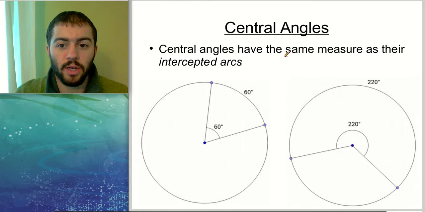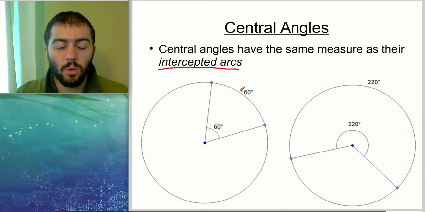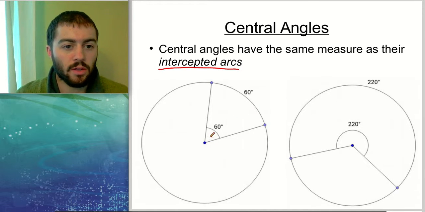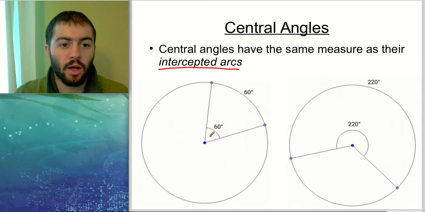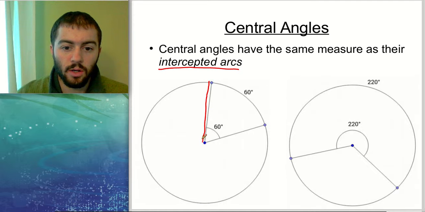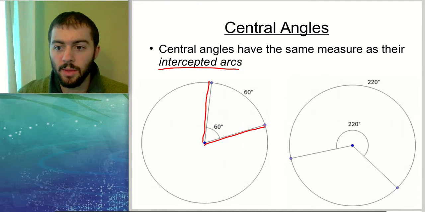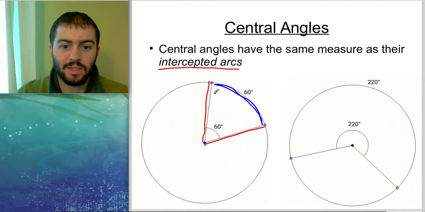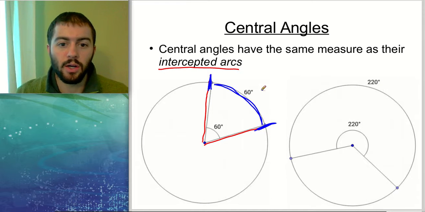So the rule with central angles is that these angles have the same measure as their intercepted arcs. An intercepted arc is just an arc that is cut off by an angle that's made by line segments. In this case, we've made this angle with these two line segments, and so the intercepted arc is this arc here that gets sliced by these line segments. The arc in between the line segments would make the intercepted arc. That's an important vocab term that we're going to need to know throughout this whole process.